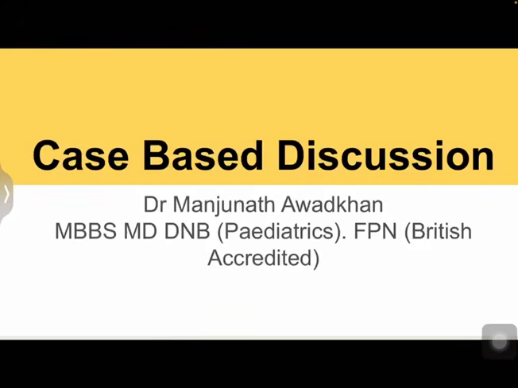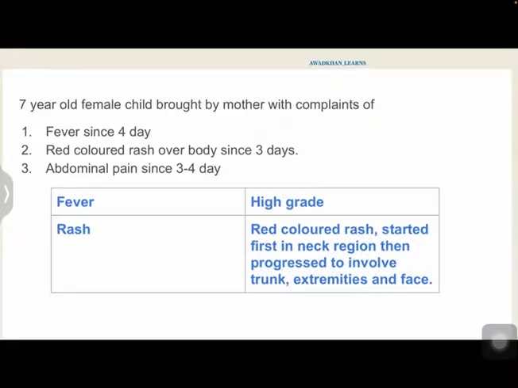Today I am doing case-based discussion. Here's a patient, a 7-year-old female child who was brought by mother with complaints of fever since 4 days, red color rash over body since 3 days, abdominal pain since 3 to 4 days. The fever was high grade, child was toxic looking. Rash was red in color, started first in neck, then involved trunk, extremities as well as face. And abdominal examination was not significant, no organomegaly.